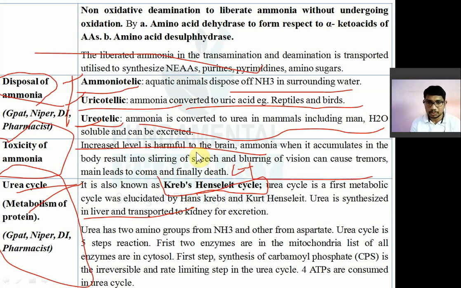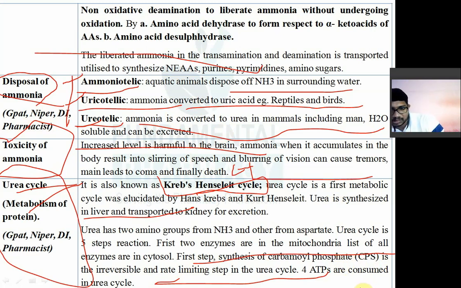So the first step is the synthesis of carbamoyl phosphate by CPS, which is an irreversible and rate-limiting step in the urea cycle. Remember this; you can look at the urea cycle below later. The formation of carbamoyl phosphate is the irreversible and rate-limiting step.